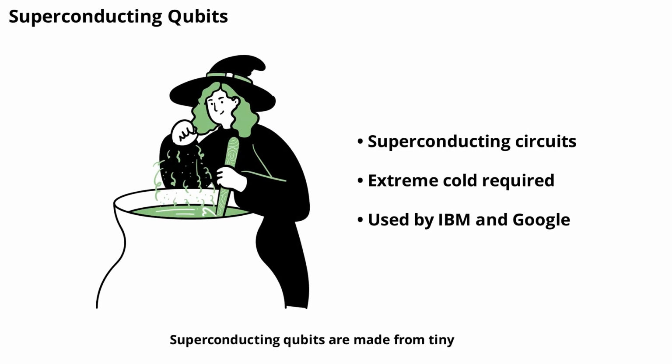Superconducting qubits are made from tiny circuits cooled to near absolute zero, where they exhibit quantum behavior. Companies like IBM and Google use this technology in their quantum processors. Superconducting qubits are relatively easy to manufacture using existing chip technology, but they require extremely cold environments to function.